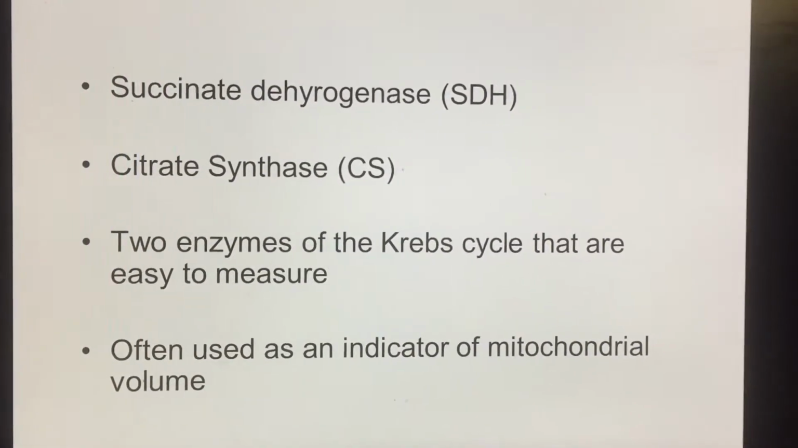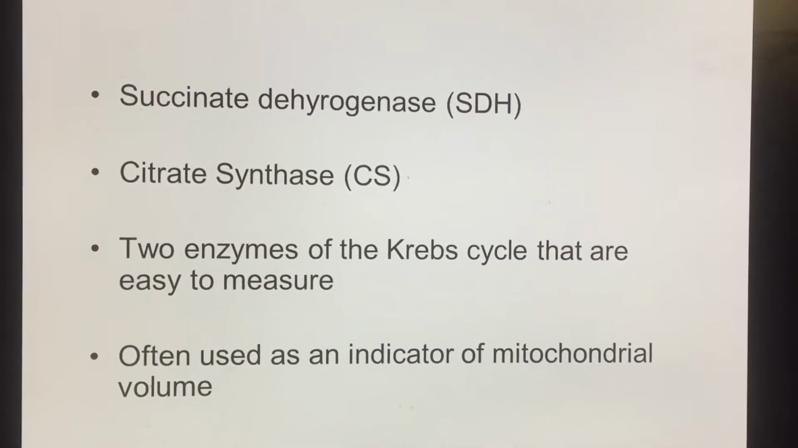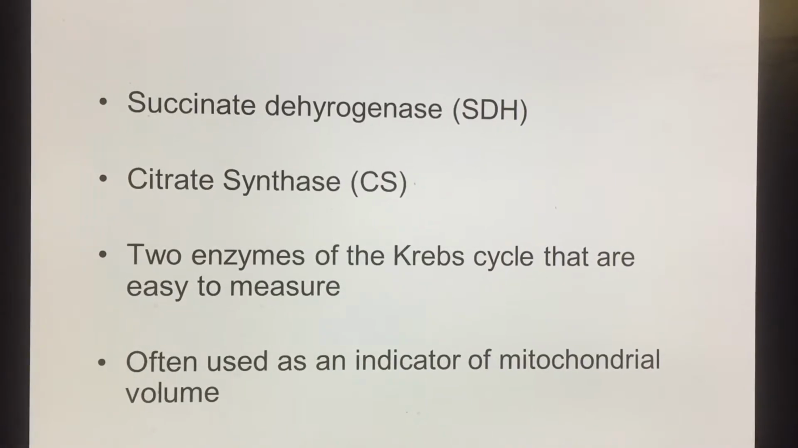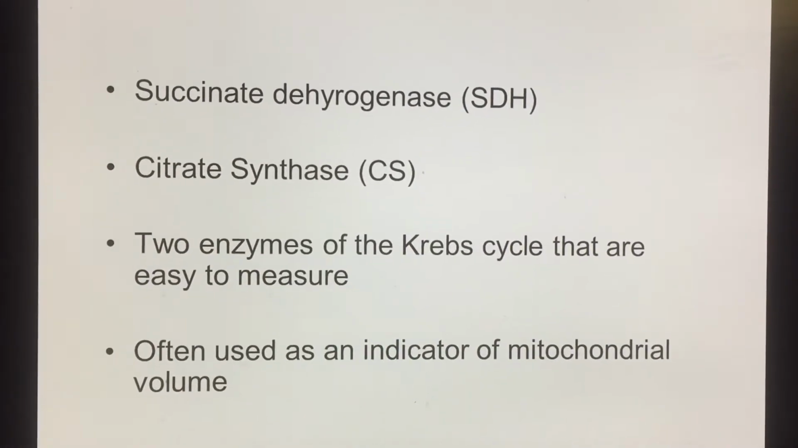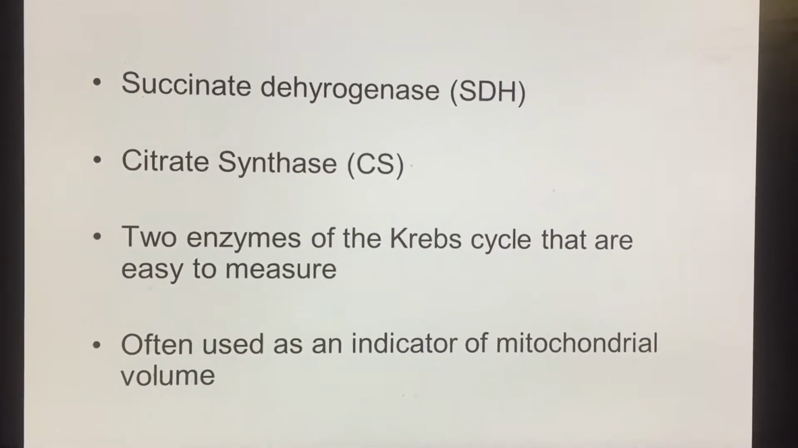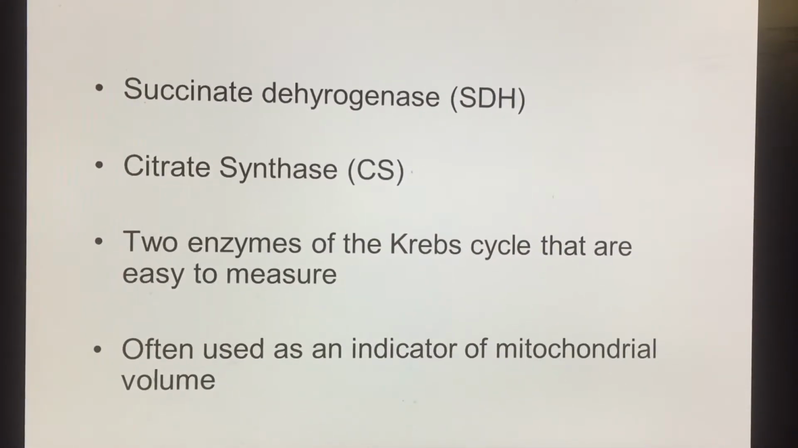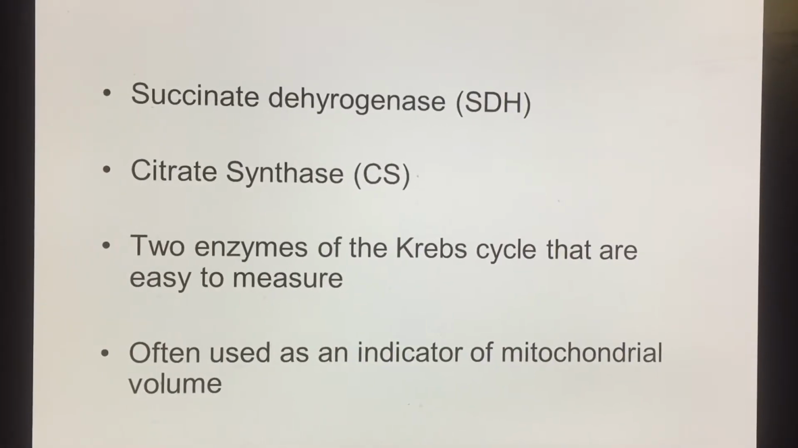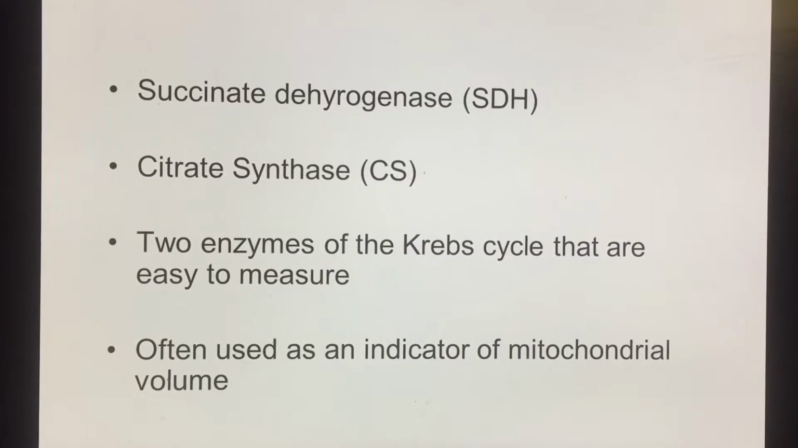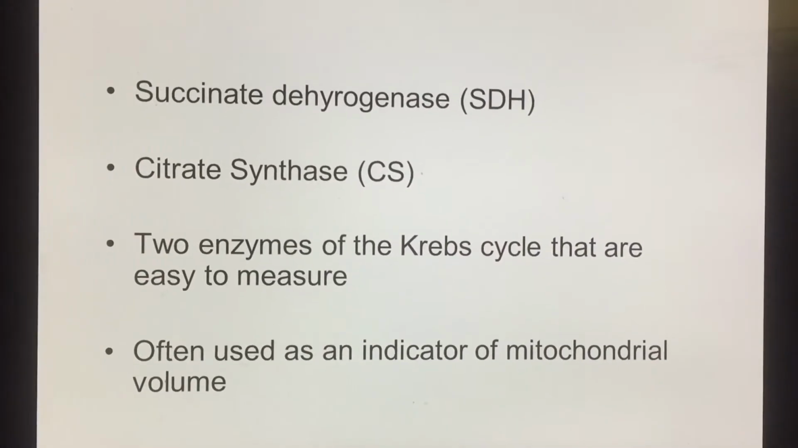So 2 enzyme markers of the Krebs cycle. The Krebs cycle has many enzymes, but these are the enzymes that are most commonly measured in a lab. So it's succinate dehydrogenase and citrate synthase. And they're often used as an indicator of mitochondrial volume, or the amount of mitochondria you have in a muscle, because these enzymes are only located in the mitochondria.